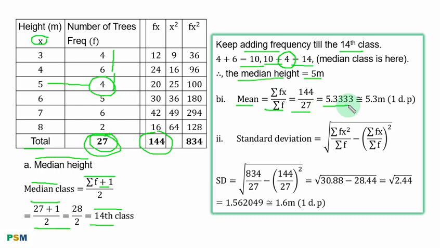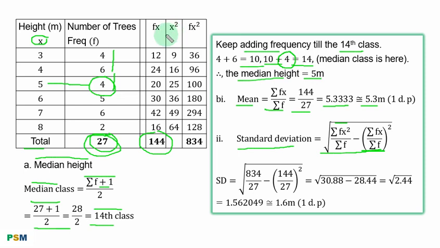To 1 decimal place, the mean is approximately equal to 5.3 meters. Roman figure 2 of part B, standard deviation. It can be obtained using this formula. Already we know these parts. We need to get fs square.